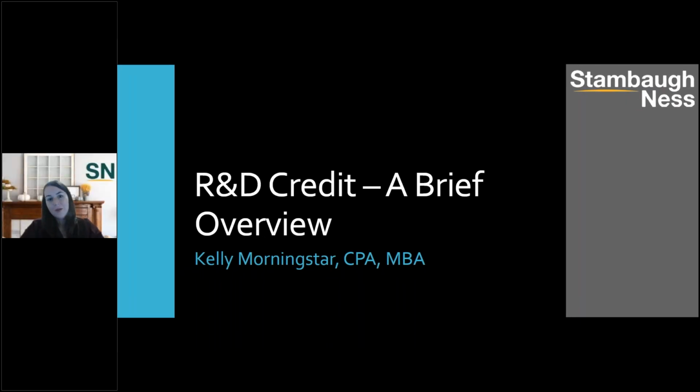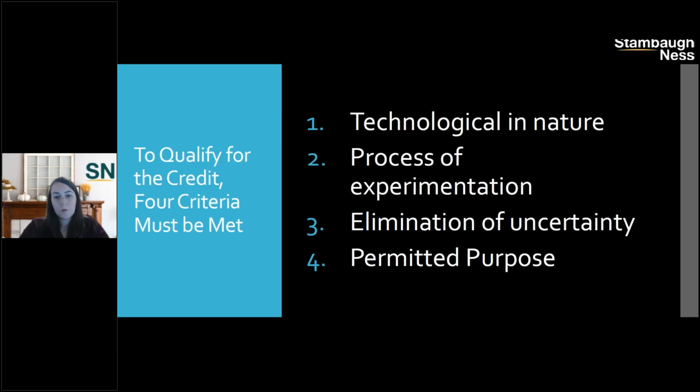Thanks, Tom. Again, my name is Kelly Morningstar, and I'm a director in our strategic tax group. I'm going to do a high-level overview of the R&D credit, and mainly I'm going to speak about the four-part test. In order for a project to qualify for the R&D tax credit, it has to satisfy this four-part test. It has to be technological in nature, there has to be a process of experimentation, an elimination of uncertainty, and then the project has to have a permitted purpose.